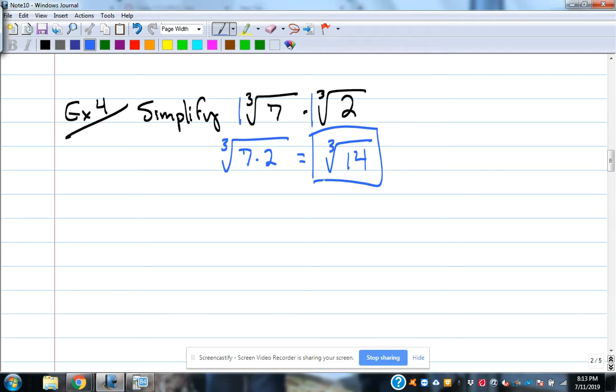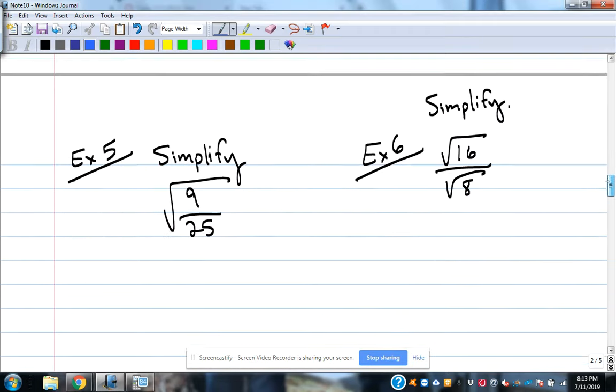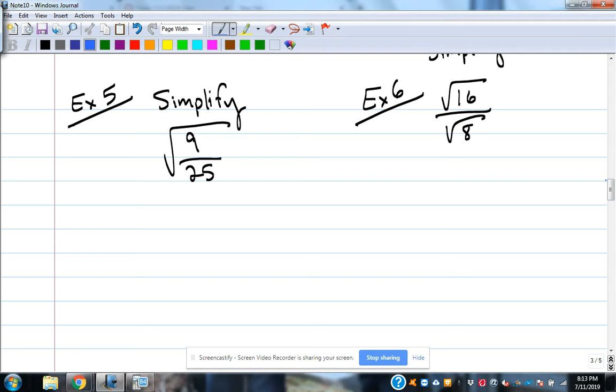Okay. Example 5, simplify the square root of 9 over 25. The rule is that you can split apart a radical anytime there's a fraction in there. You can make that the square root of 9 over the square root of 25, and we know those are easily evaluated. The square root of 9 is 3, the square root of 25 is 5, and we've evaluated that.